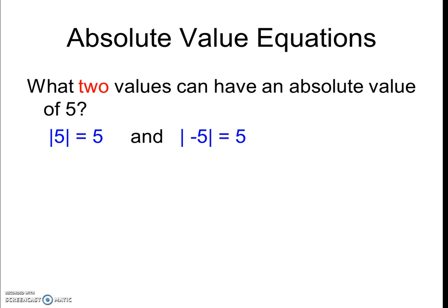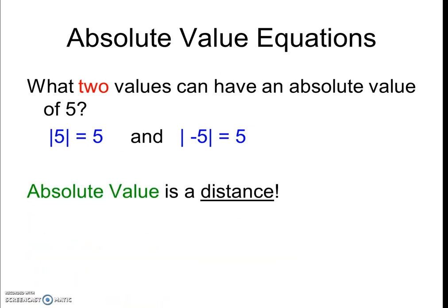because absolute value is the distance from 0. Absolute value is a distance, and a distance cannot be negative. It's the distance from 0. So 5 is 5 steps from 0. And negative 5 is also 5 steps from 0. It just happens to be in another direction, but it's still 5 steps.